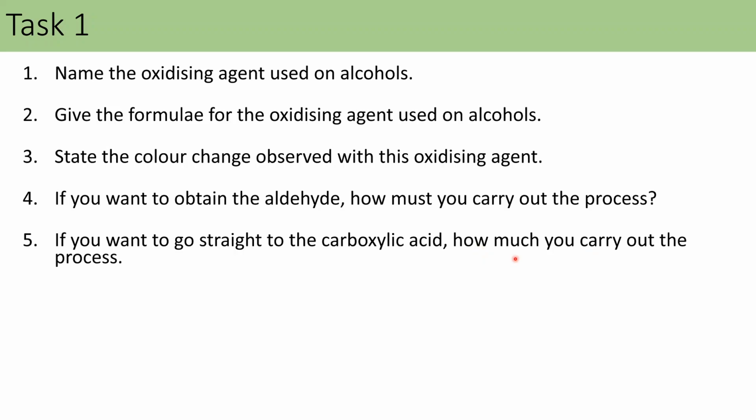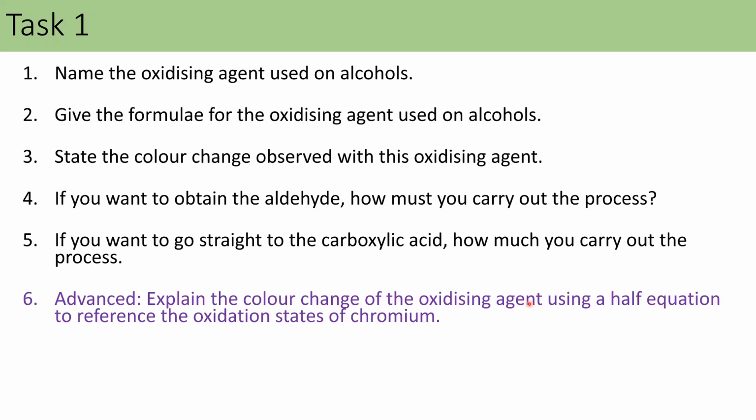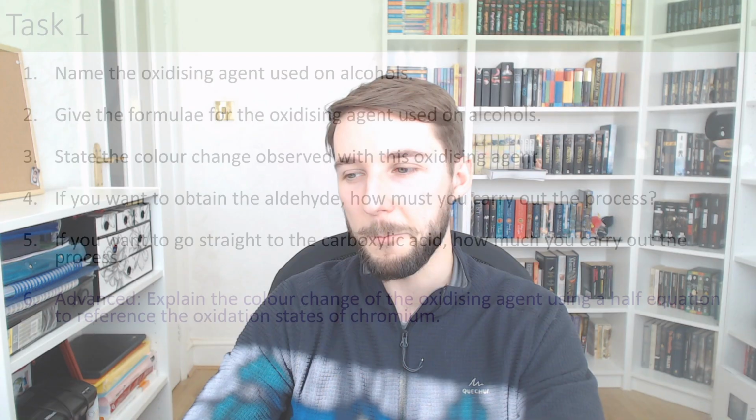And then an advanced question, can you explain the colour change of the oxidizing agent using half equations by referring to the oxidation states of chromium? If you pause the video here and then go over to your Google Doc, answer the questions, then come and compare back with these answers that I'm going to give.